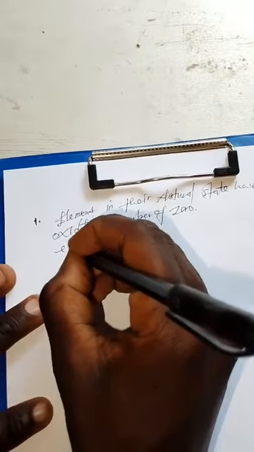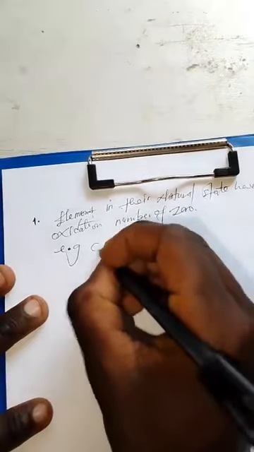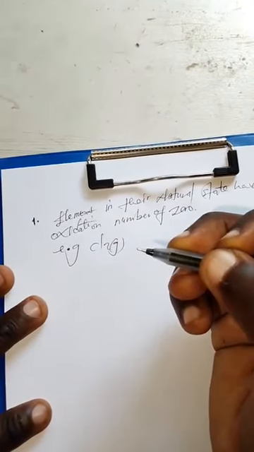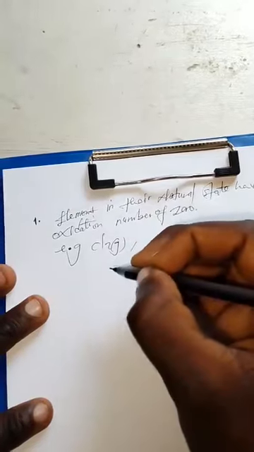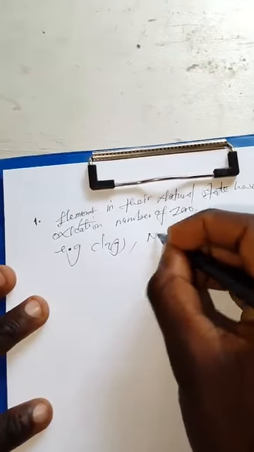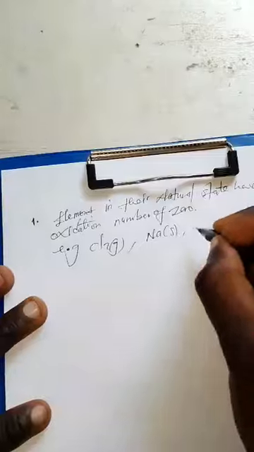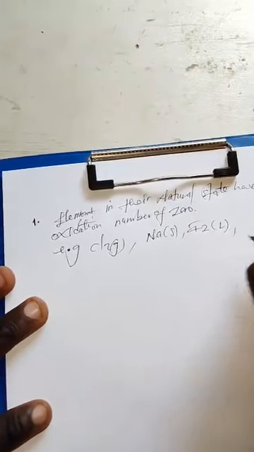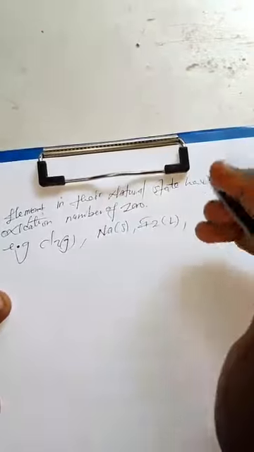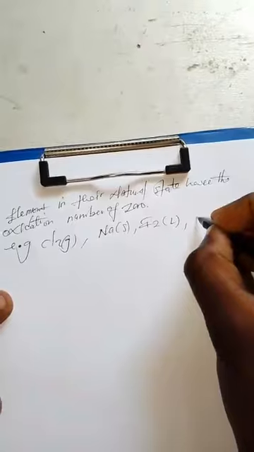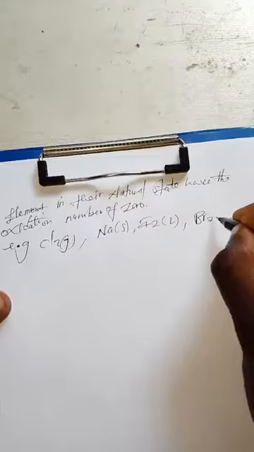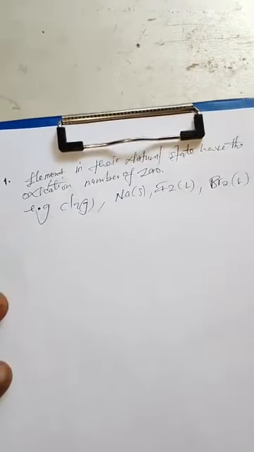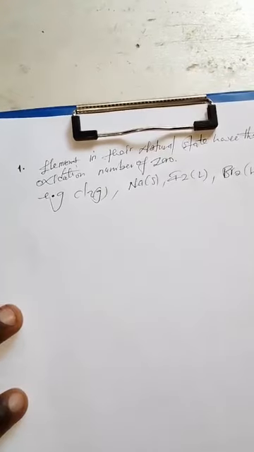Let me give you an example. Let's say we have chlorine. This chlorine in gaseous state is in its natural form, so it has an oxidation number of 0. Sodium in solid form, 0. Iodine, then bromine. In their natural state, they have an oxidation number of 0.